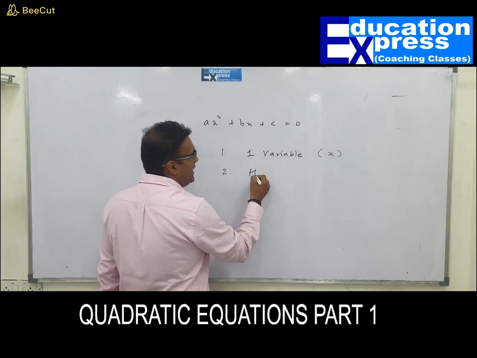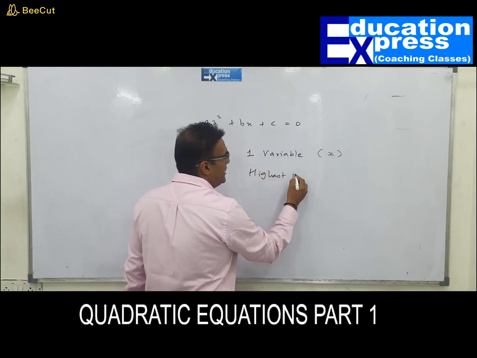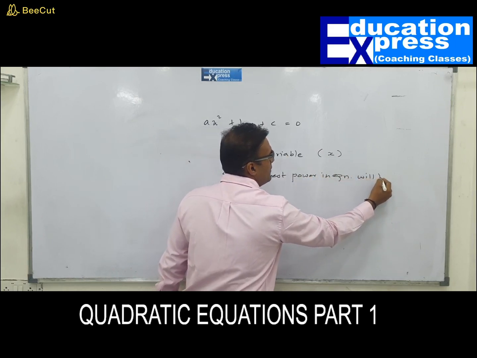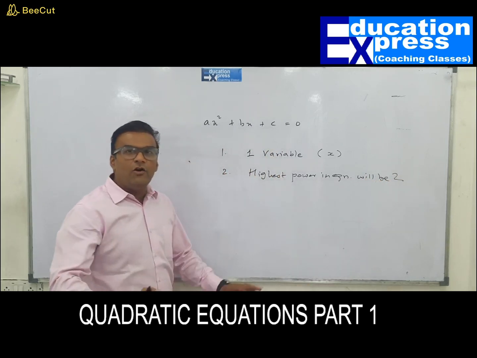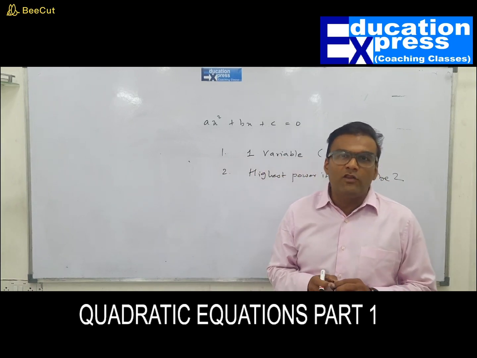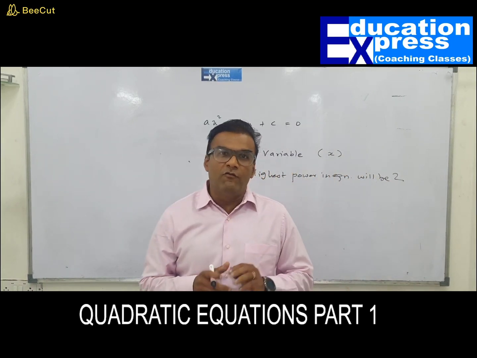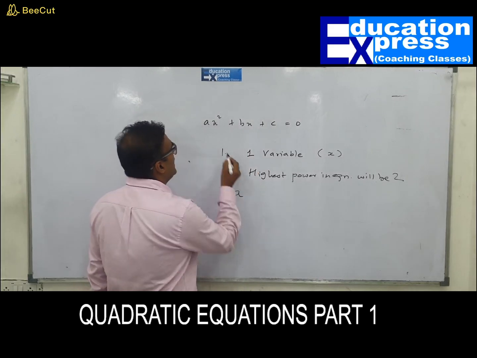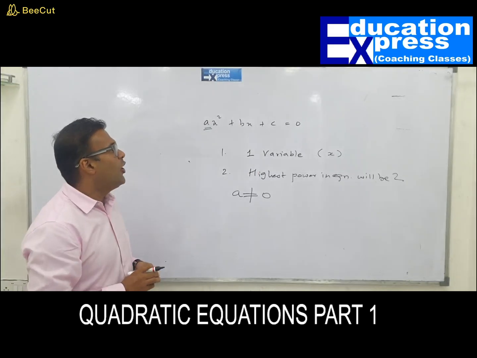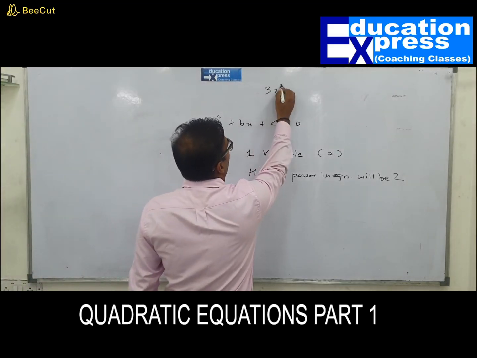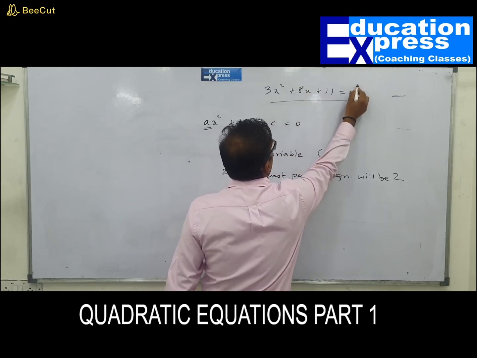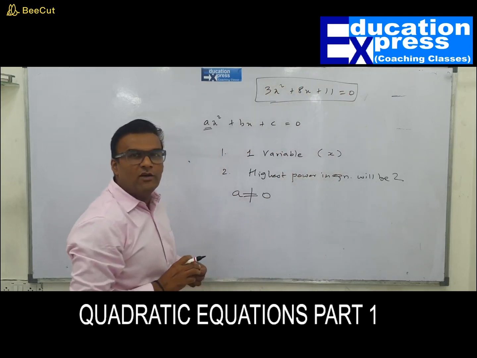Second, the highest power in the equation will be 2. It cannot exceed 2. It will be restricted to 2. That means the highest power of the equation will be 2. And finally, the value of a cannot be equal to 0. In short, 3x square plus 8x plus 11 equals to 0 is a simple form of quadratic equation.